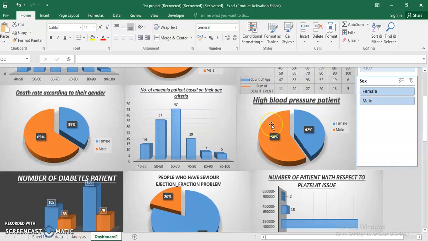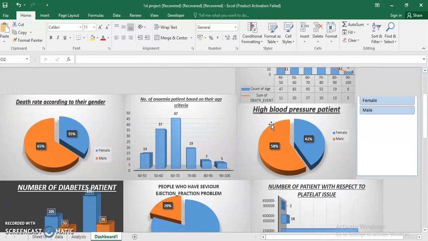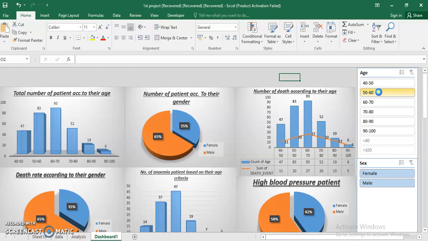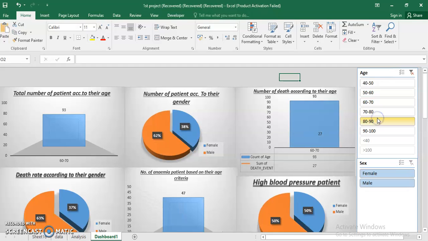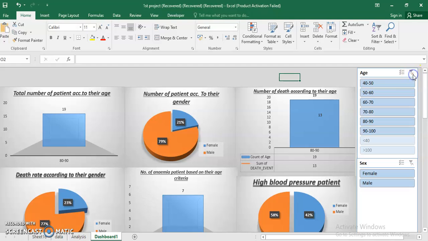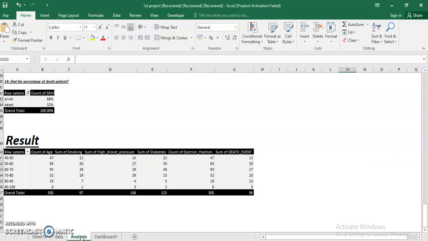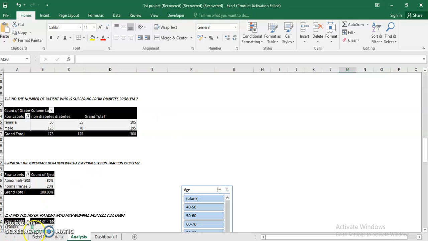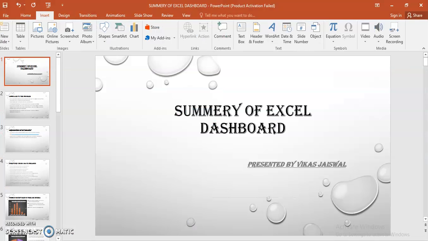This is my dashboard sheet. Also, for better visualization, I have used conditional formatting. So now let's move to my PPT.